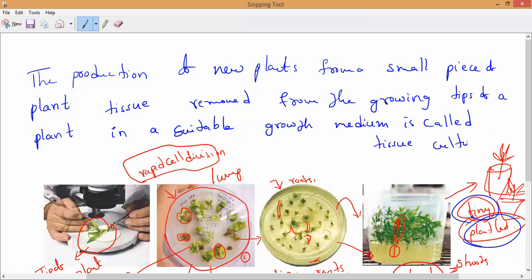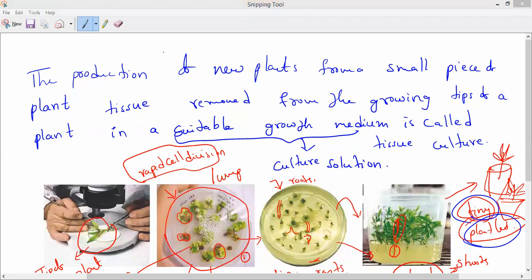So what is this suitable growth medium called, guys? This suitable growth medium is called what? Culture solution. Culture solution. That is what you have to remember. Clear, everybody? Yeah. Please write it fast. Please call the absentees here and let them join.